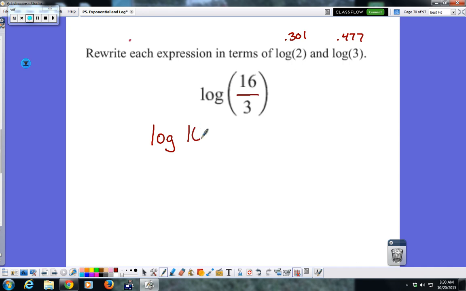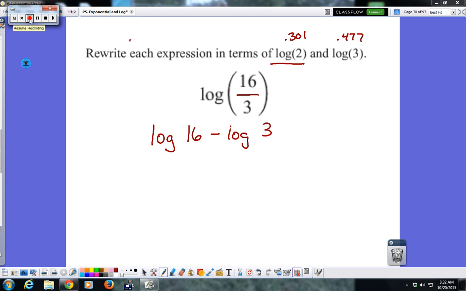careful, 6. Okay, not divided by, but good. Perfect, good job. So that's a log of 16 minus log of 3. So I'm good with log 3, because I know what log 3 is, but I have no idea what log 16 is. So we've got to somehow now transform that 16 into either a 2 or a 3. Any ideas on how to do that? I'll give you a second to think on it, too.